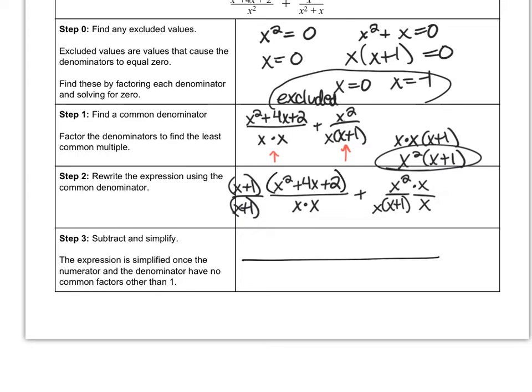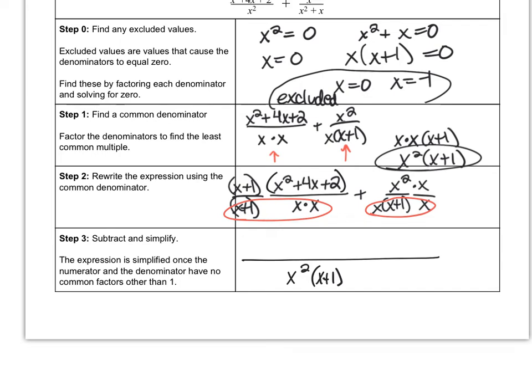So first of all, I'm going to write all of this under the same denominator. Remember, my new denominator is going to be x squared times x plus 1. And these are the same thing. Here I have two x's times an x plus 1, and here I have two x's times an x plus 1. So both of my denominators are the same now. They're common. They're both x squared times x plus 1.